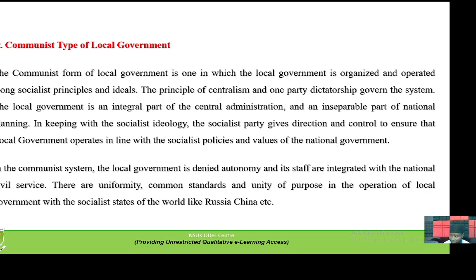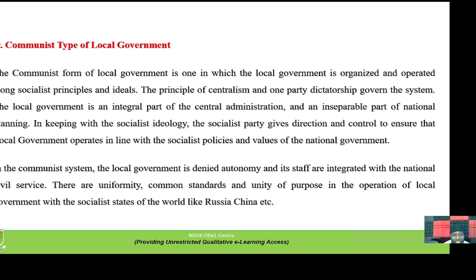Then we have the communist type. The fourth type is the communist type of local government. The communist form of local government is one in which the local government is organized and operated along socialist principles and ideals. The principle of centralism and one-party dictatorship govern the system. The local government is an integral part of the central administration and an inseparable part of the national planning.